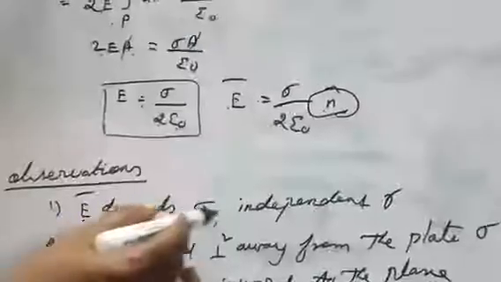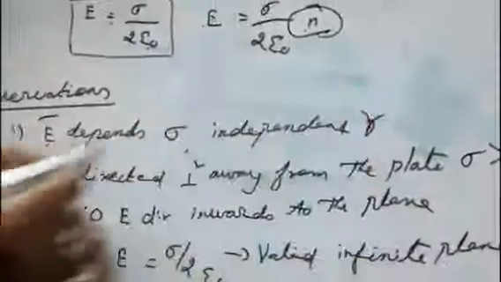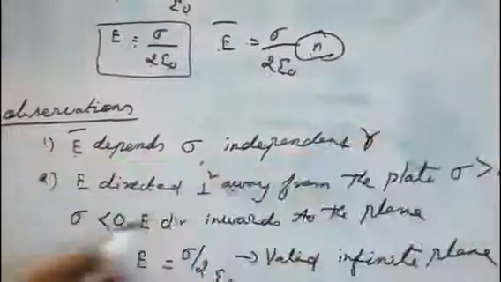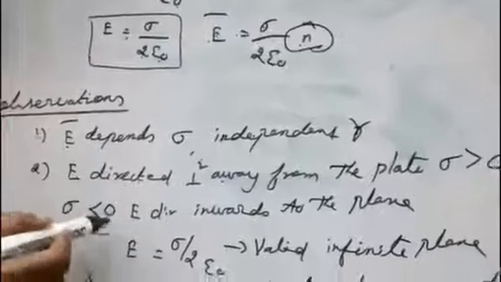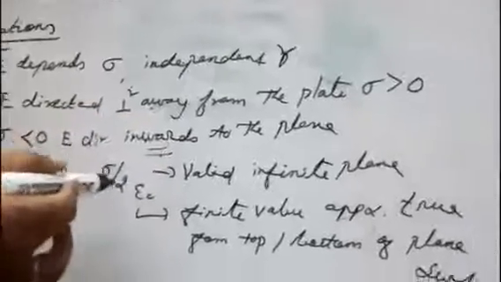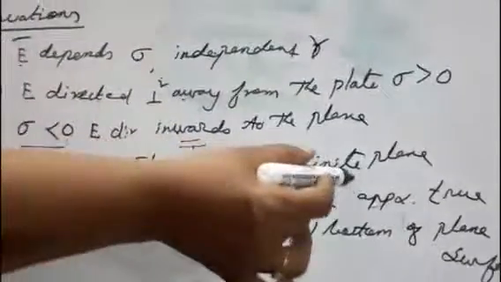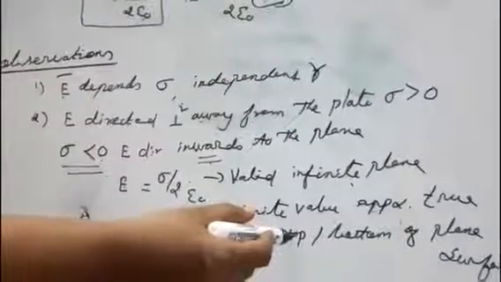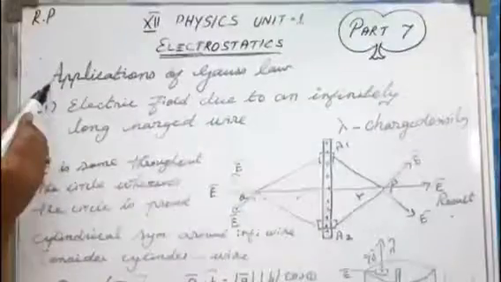Some observations are made for this second application. First, the electric field depends on sigma and is independent of the r value. Second, the electric field is directed perpendicularly away from the plate when sigma is greater than 0. Suppose sigma is less than 0, then the E value is directed inwards to the plane. E equal to sigma by 2 epsilon naught is valid only for an infinite plane. Suppose this is a finite plane, then the value is approximately true, and we can take the midpoint values from the top and bottom surfaces.